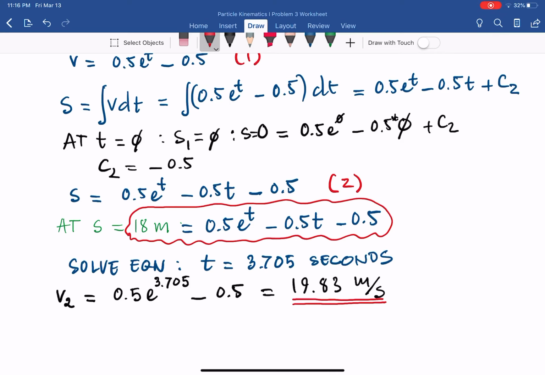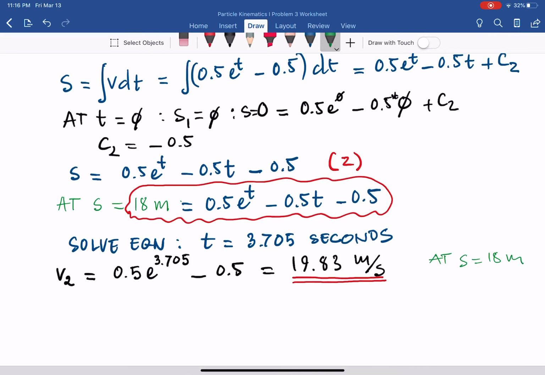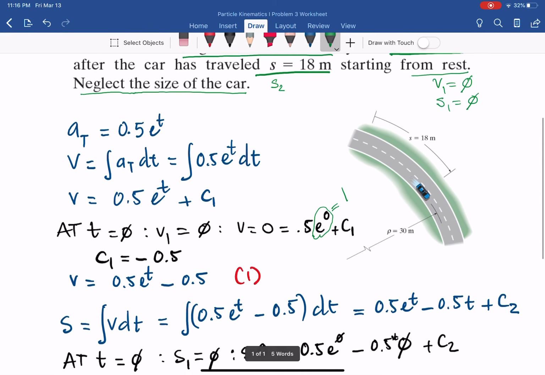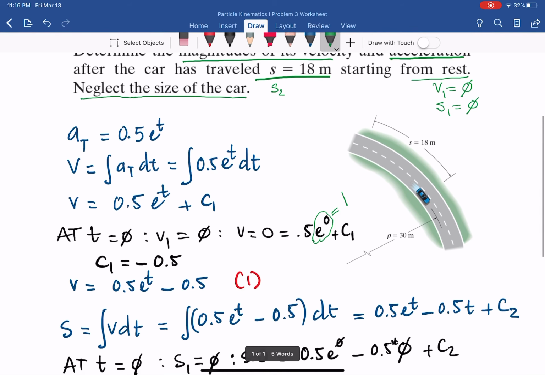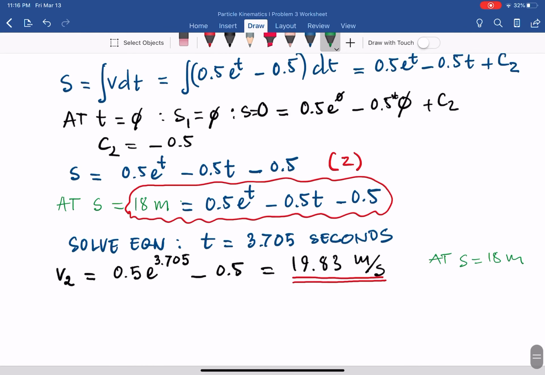And that is basically the magnitude of the velocity or the speed. More specifically, that is when the car has traveled s equal to 18 meters, and the time of course is 3.705 seconds. And then the normal and the tangential components of acceleration we need to determine so that we can find the magnitude of the total acceleration of the car.